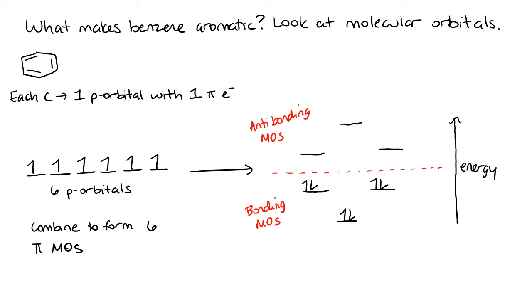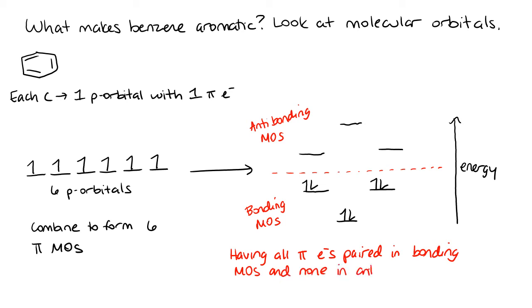So having all pi electrons paired in bonding molecular orbitals and none in anti-bonding MOs leads to the stability of benzene. Now let's go ahead and take a look at another example on the next slide.